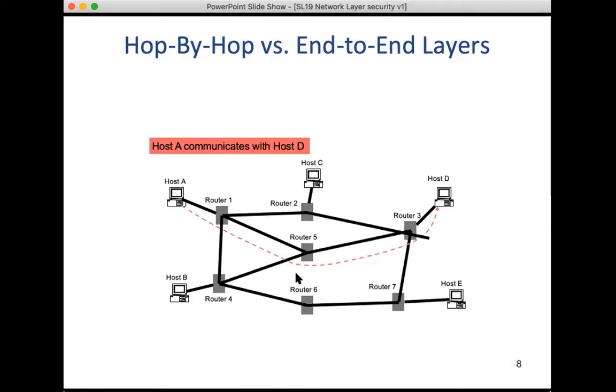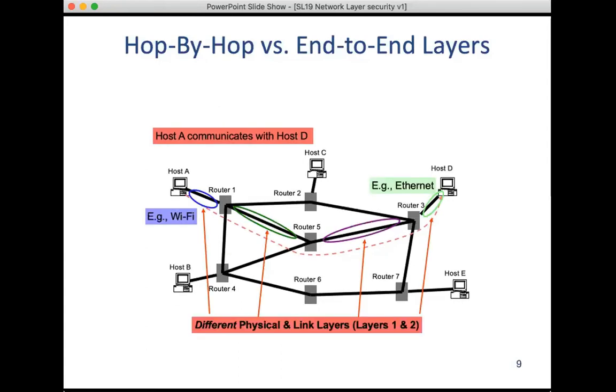Okay, let's move on. This diagram here shows how we can create an end-to-end path based on different links, right? So here between host A and router 1, we have a link layer protocol that transfers the packet from host A to router 1.